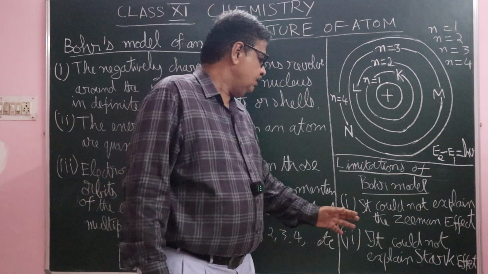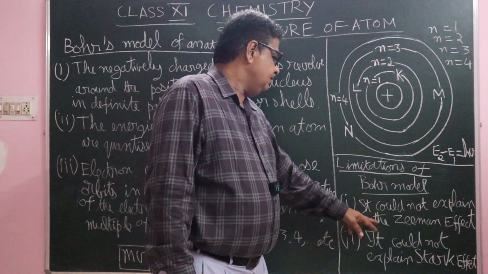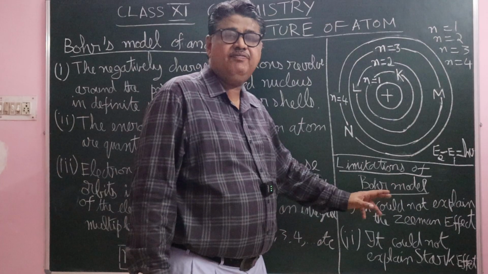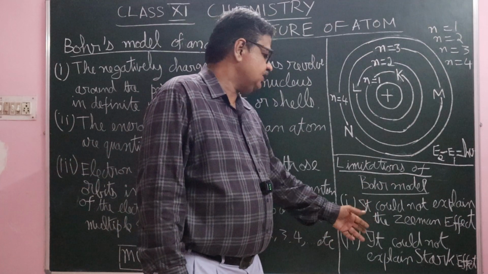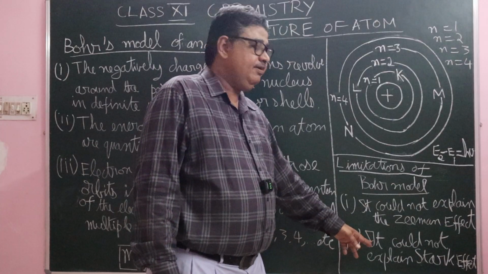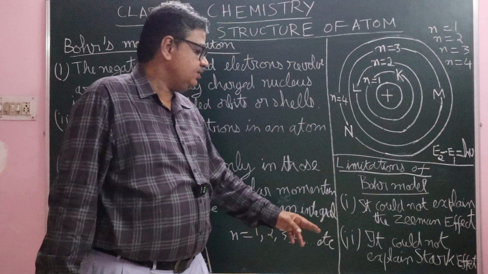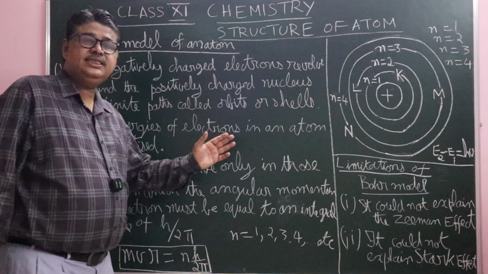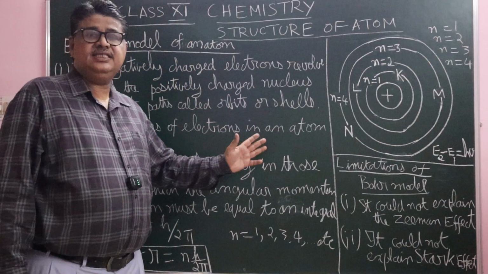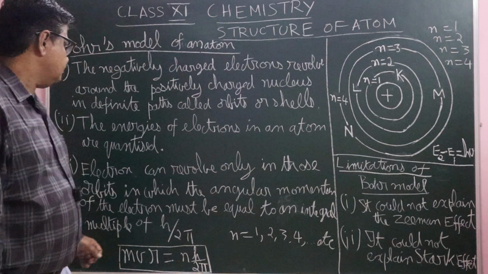Therefore, the limitations are: first, it could not explain the Zeeman effect, that is, the effect of magnetic field on the atomic spectra. Second, it could not explain the Stark effect, that is, the effect of electric field on the atomic spectra. So this is according to Bohr's model. This is applied to the hydrogen atom.